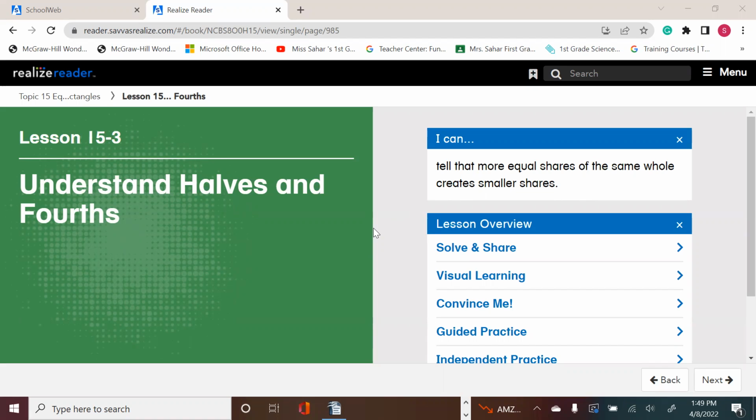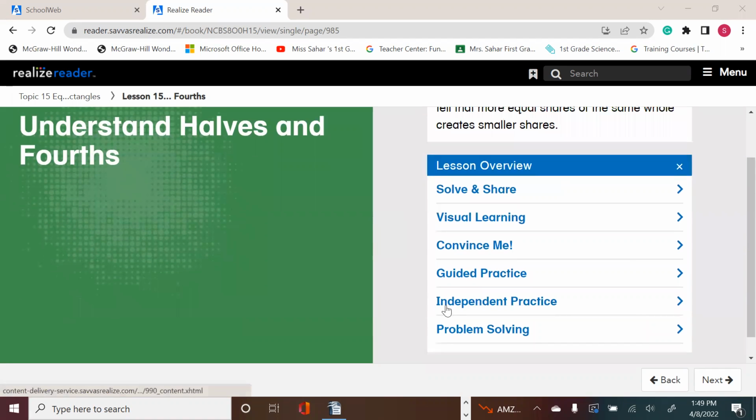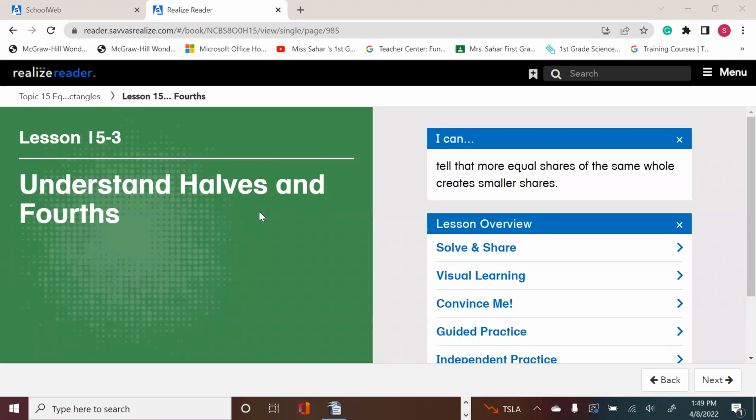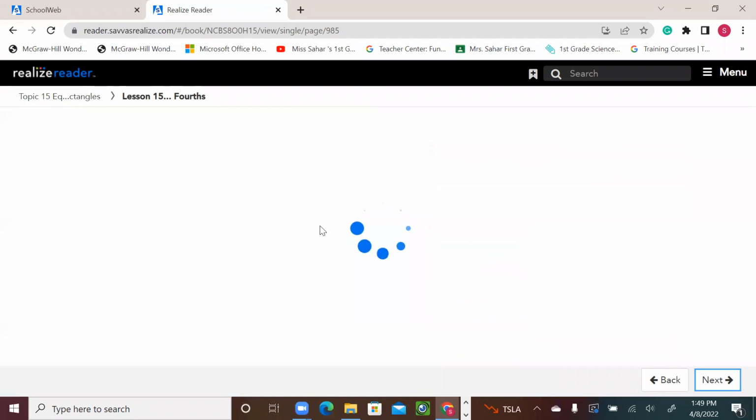Please open your book on page 617 and let's start with our new lesson. Lesson 3 in our topic 15. Let's start. Understands halves and fourths.